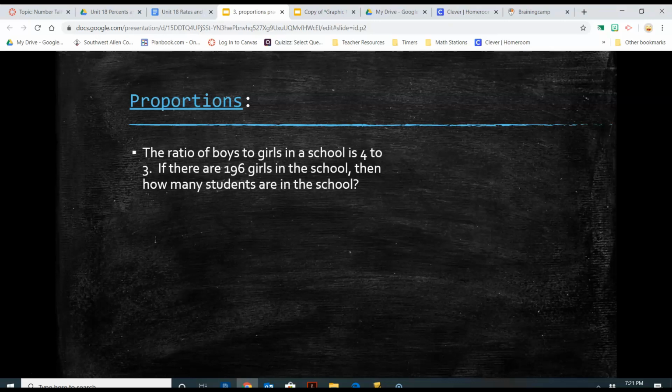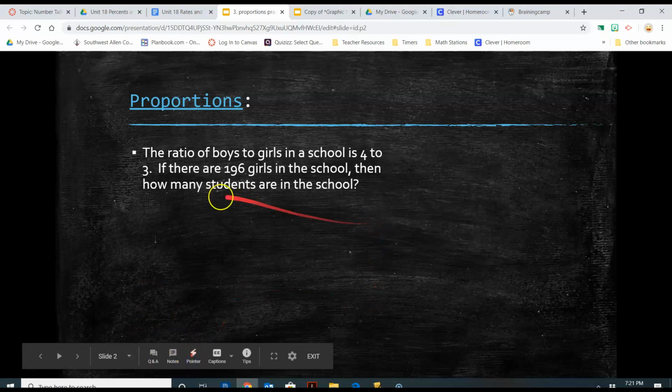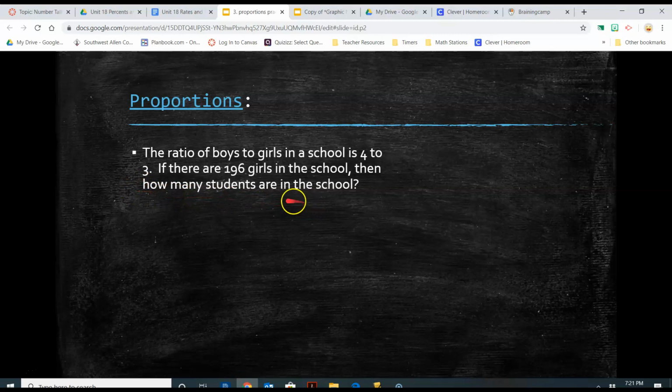The ratio of boys to girls in a school is 4 to 3. So there's 4 boys for every 3 girls. If there are 196 girls in the school, then how many students are in school? Remember that question, how many students? It's important to remember that because you need to know how many steps we're going to use. We're not asking how many boys are in the school. We're asking how many students are in the school. Okay? Take a moment, pause the video, and see if you can solve this for yourself. Then restart the video and we will work through it.